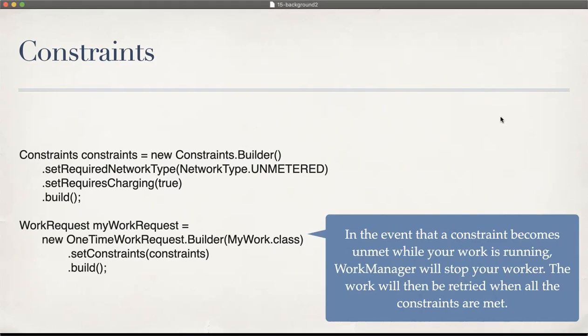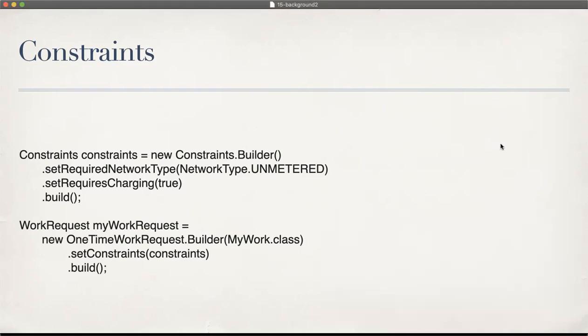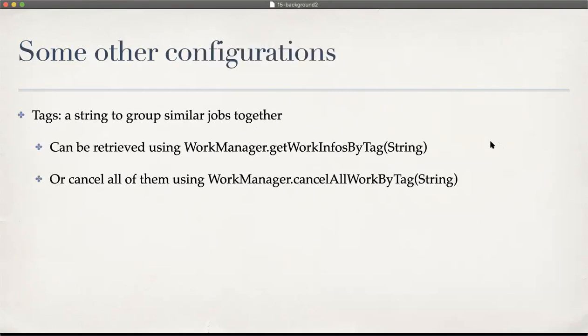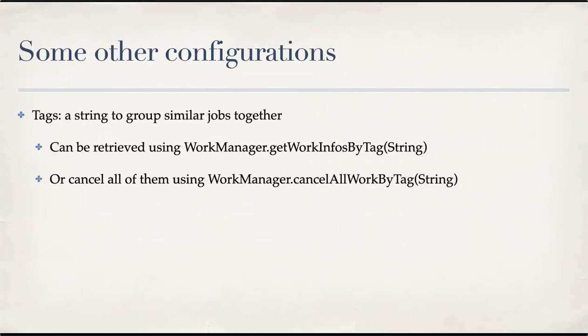There are some other configurations that you can make besides constraints. First of them is tags. Every work request that is generated gets a system generated ID, which is a UUID, and not really human readable. So what if I want to identify some of my tasks by a human readable string? So that's the tag. It's a one-to-many relationship, so a tag can be associated with more than one background job.